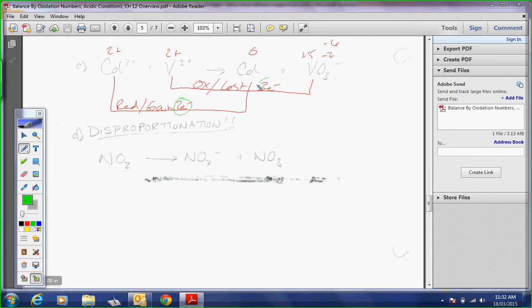So 2 and 3, right? So I want to multiply this by 3 to get 6 electrons gained in total. Multiply this by 2 to get 6 electrons gained in total, or lost in total. And then I bring my multiplication up the bracket. So there's 3 cadmiums, so 3 and 3, and 2 V's, so 2 and 2.